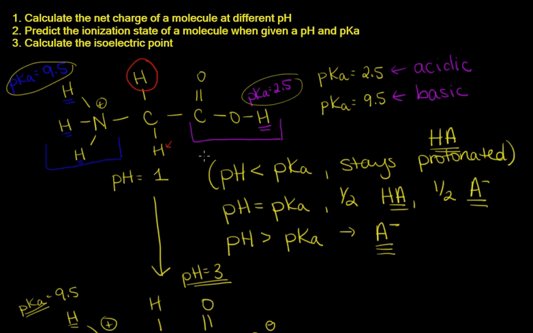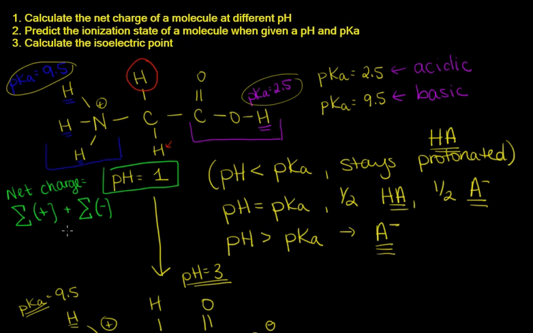So at pH 1, we have a positive charge here, and that's it. In order to calculate the net charge, it is the sum of all the positive charges plus the sum of all the negative charges. If it's a neutral charge, it just doesn't count. You don't worry about it. So net charge at pH 1, or N.C., is going to be positive 1 because of this. That's the only charge on this entire molecule. Simple enough. Let's do it again.